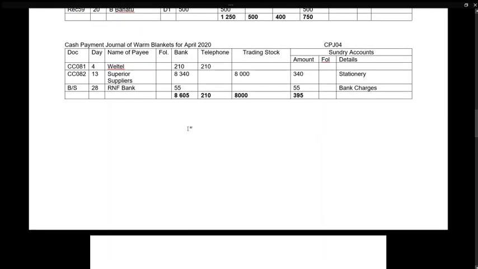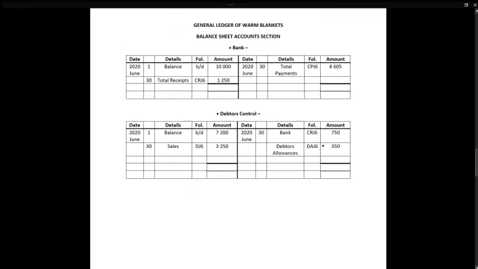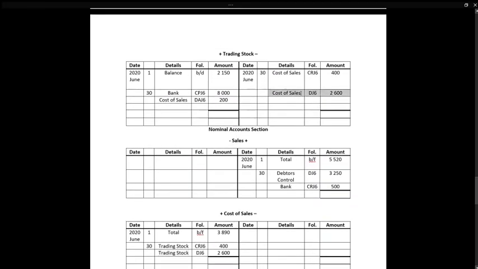Okay, next one. No cost of sales in my cash payment journal, but we had cost of sales in my debtors journal to the amount of 2,600 Rand. So my cost of sales will increase with that amount, 2,600 Rand. Got the information from my debtors journal 6, and my details will be trading stock. Also on the 30th, I'm not going to write it again. Let me prove it to you again. Cost of sales is being debited to the amount of 2,600 Rand. If I want to find my credit, I need to go and have a look at my trading stock account. There you will find it.